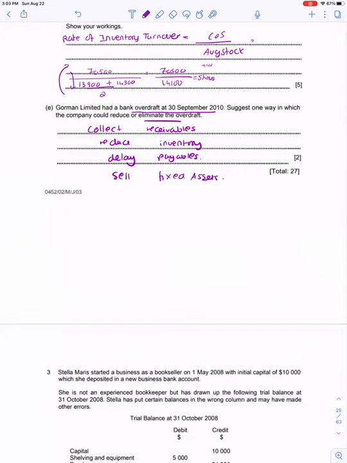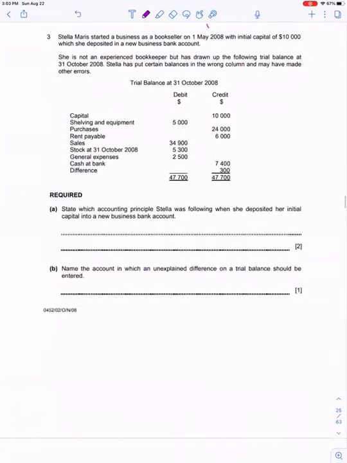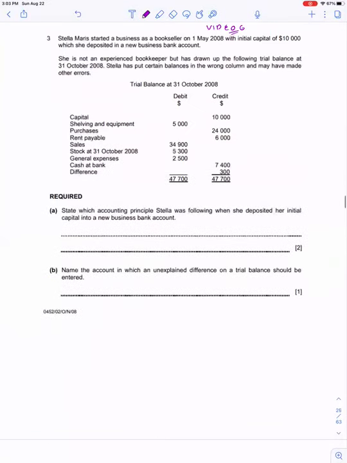So with this, we complete our May-June 2003 paper 2 past paper question. In our next video, we would do another past paper question, which is very important to practice. It would be October-November 2008. That would be done in our next video.